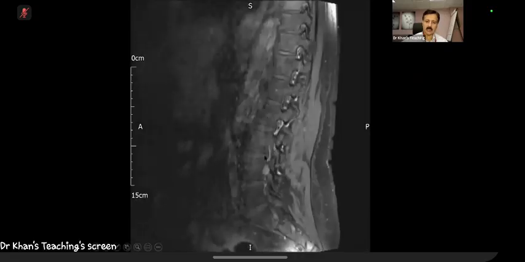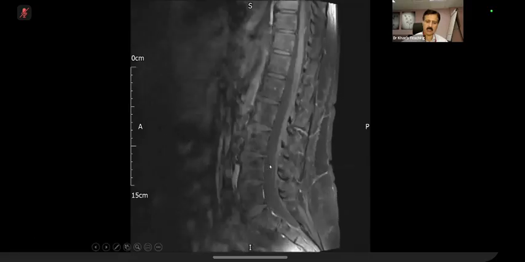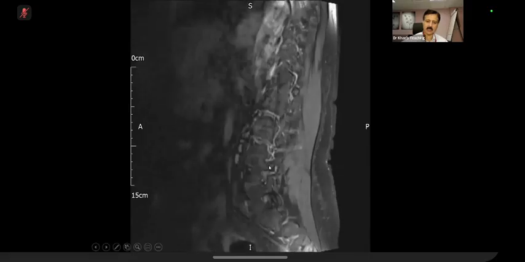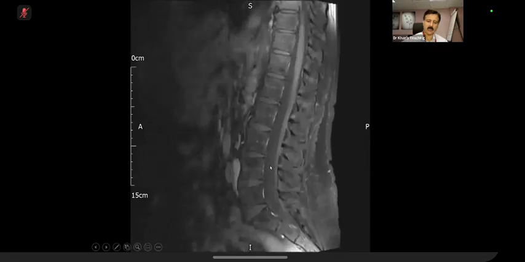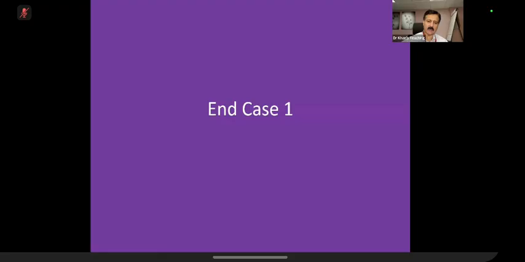Now on this parasagittal post-contrast you can also see the same thing very well, but the examiner will expect you to pick it up on that T2 and then take it from there.